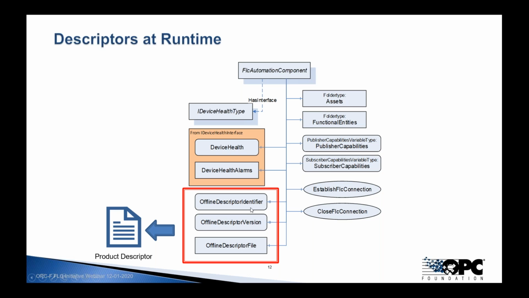For example, the offline descriptor identifier is a unique identifier for finding the descriptor. So either this could be a uniform resource locator, a URL, that you just put into your web browser and you can find it on the product vendor's website, or it's a kind of URI that you have to enter in a search form, and then it will lead you to the product descriptor. So that's the idea behind the offline descriptor identifier, the version, and the descriptor file. With that, I'm finished for now.